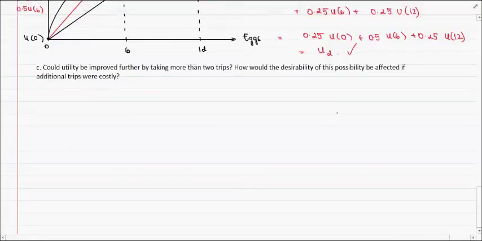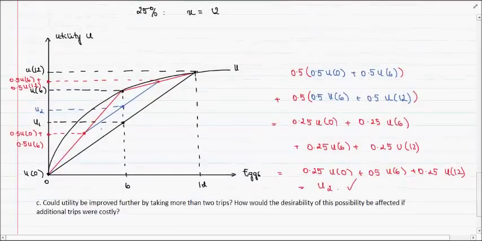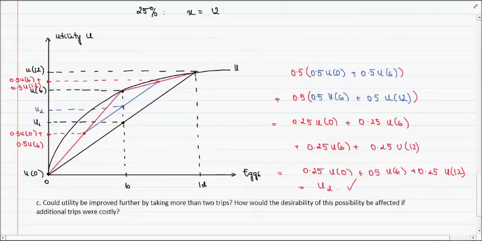Now part C is asking you, could utility be improved further by taking more than 2 trips? So as you can see from a diagram, the more trips the consumer is going to make, the higher the expected utility is going to be, which is basically the smaller the segments that we are going to have. So instead of having 2 red lines over here, we are going to have a lot more little lines.